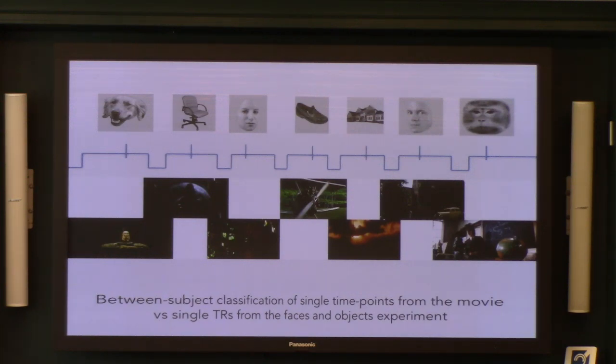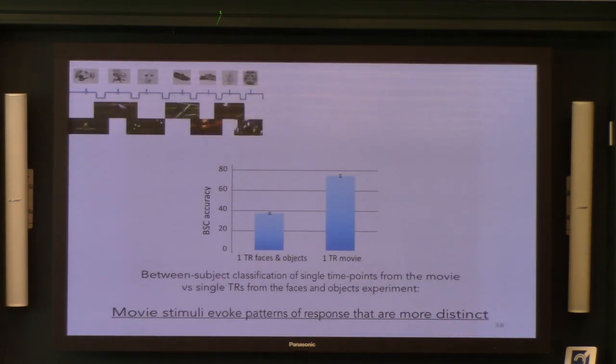in terms of expected classification accuracy. And you might expect that these would be more classifiable because they're quite simple and very distinctive from each other. But in fact, classification of the single TR of the movie, which is now 1 out of 7, is up around 75%, whereas for a single TR in the face and object experiment it's down around 37%.